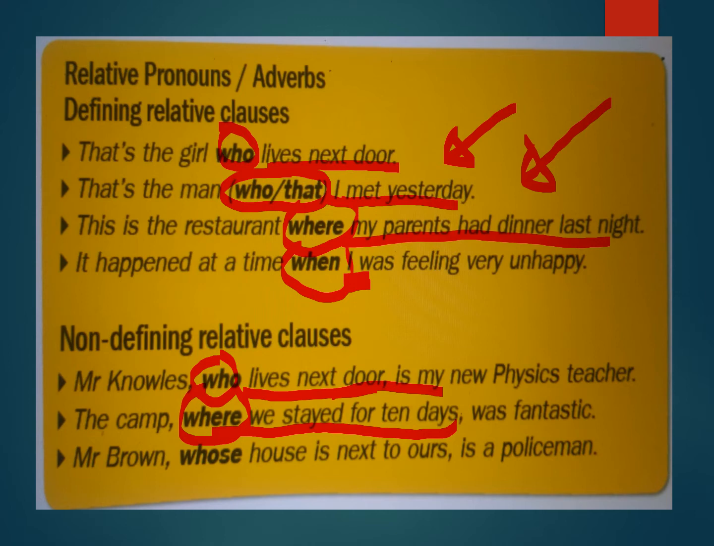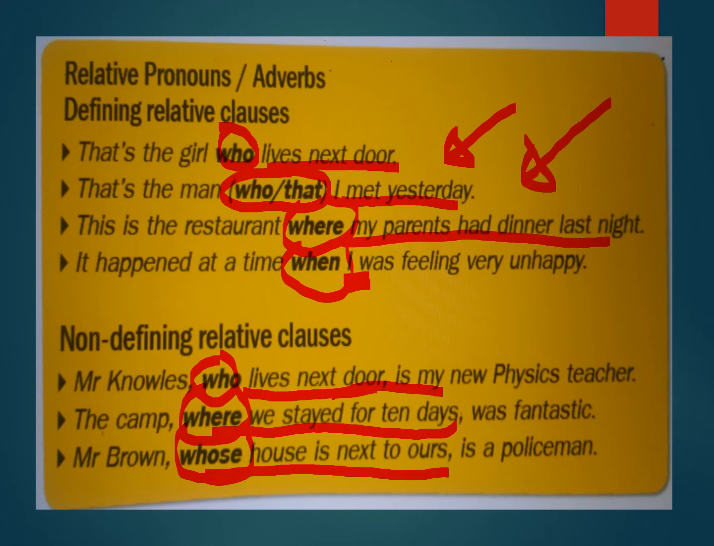What is the relative pronoun? Whose? Very good. This is the relative pronoun. Very good, Ayman. What is the relative clause? Zaid? Whose house is next to ours. Is this a defining or non-defining relative clause? Okay, Zaid, very good.